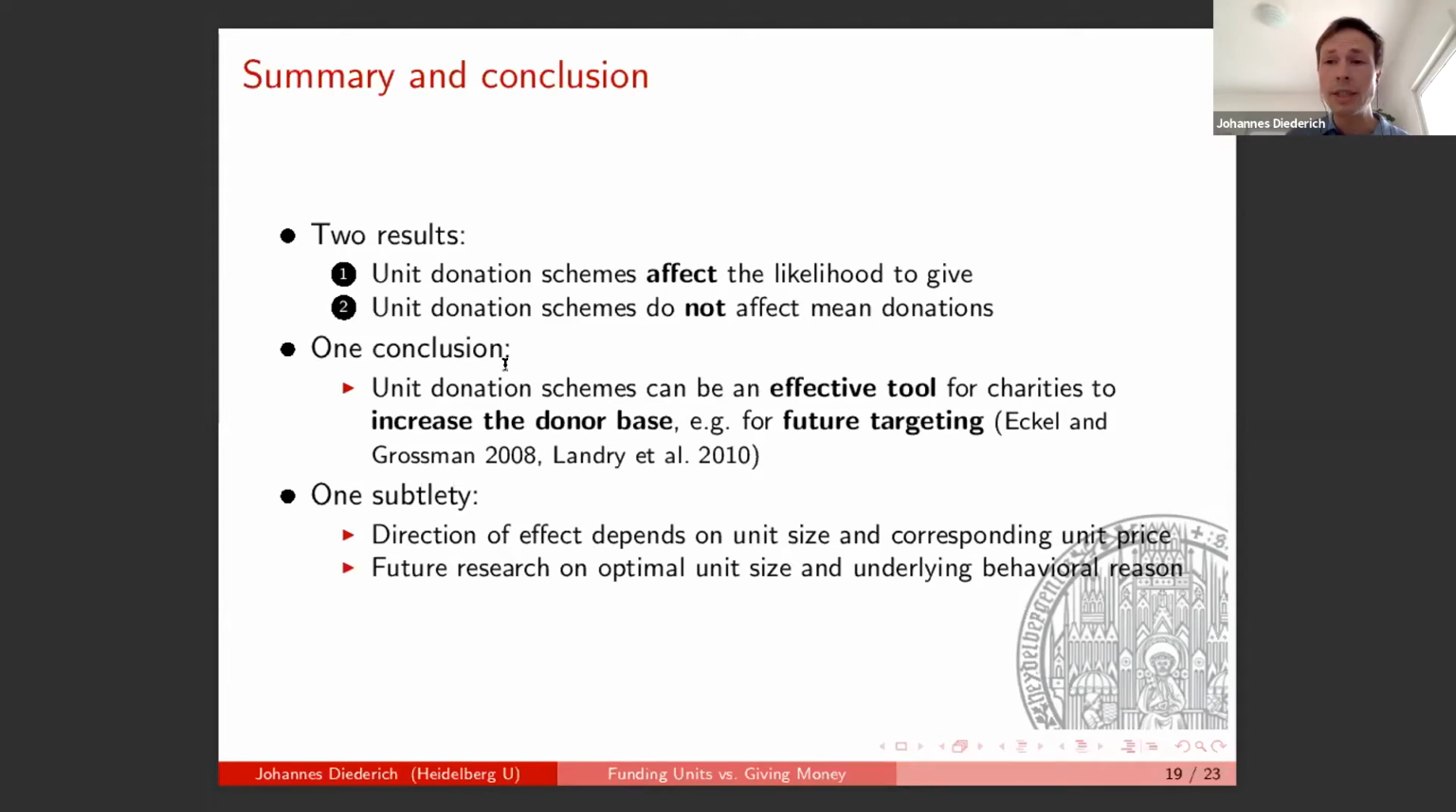There's one subtlety going on that I haven't talked about much, and that is that we find that the direction of the effect depends on the unit size and the corresponding unit price, right? There is some strong suggestive evidence in our data why the likelihood to give actually increases for the small unit size while it decreases for the large unit size, as you would expect. But our treatments so far do not allow us to pinpoint that on a controlled basis.